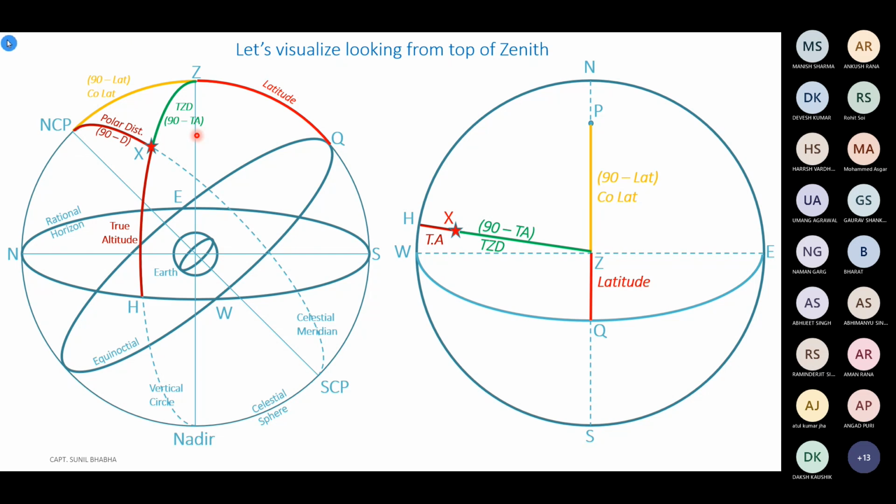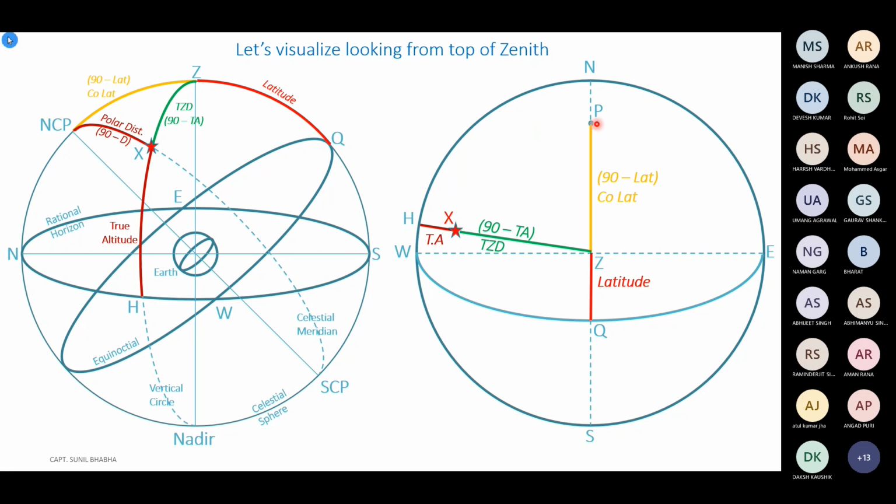So we have two sides of the PZX triangle now plotted in our diagram. Let's move on to the third side now, that is PX. This third side, going further to the south celestial pole, is the celestial meridian passing through our star. So we have to draw the celestial meridian of the star, pole to X. Let's come back to the rational horizon diagram.